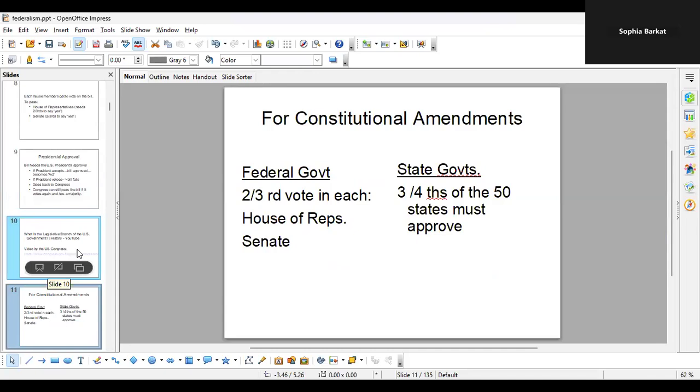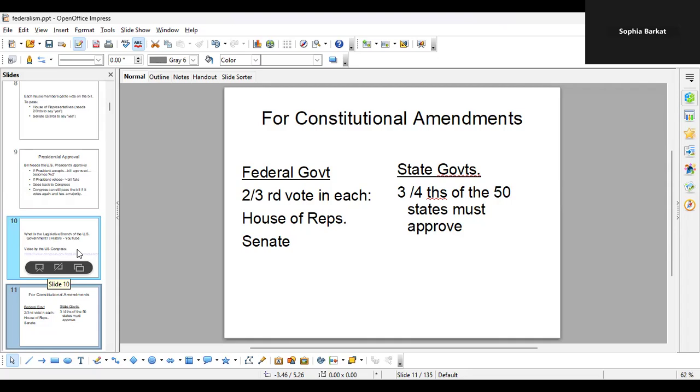For constitutional amendments, the process is slightly different. Here we are not trying to pass a bill, but we are trying to have a constitutional change, meaning the US Constitution looks a certain way and we would like to change it, okay? So here you have to get 2/3 vote in the House of Representatives and again in the Senate. And then you have to send it to the state governments, meaning the state legislatures, okay?